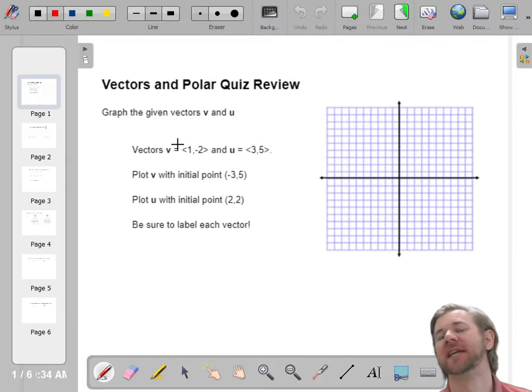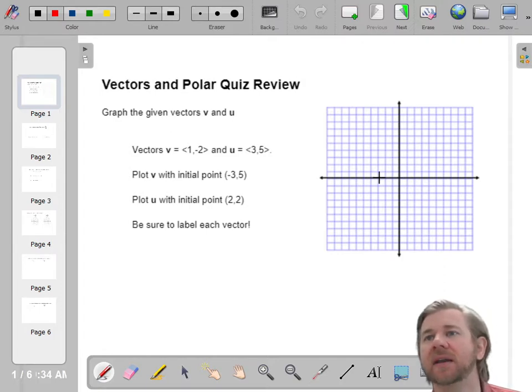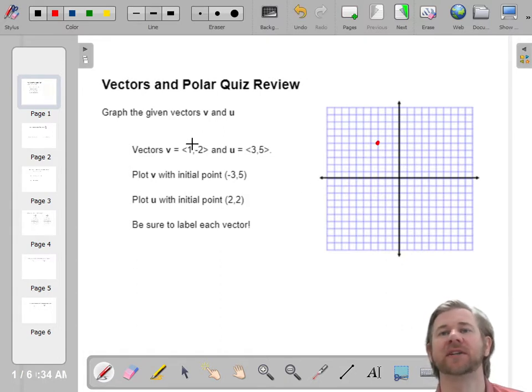First thing, if I give you the component form of a vector, these are like directions. That means go right 1, down 2. This means go right 3, up 5. So, if I say plot V with the initial point at -3, 5, I will put a dot at -3, 1, 2, 3, 4, 5 right there. And then using vector V, I will go right 1 and down 2, and I will make sure I draw an arrow because if you're drawing vectors, the direction matters. So it starts here at -3, 5 and goes over 1, down 2. So this is vector V.